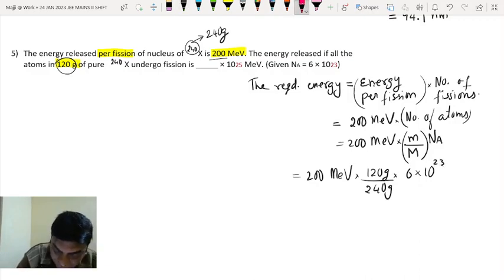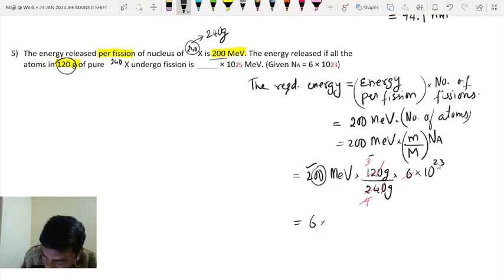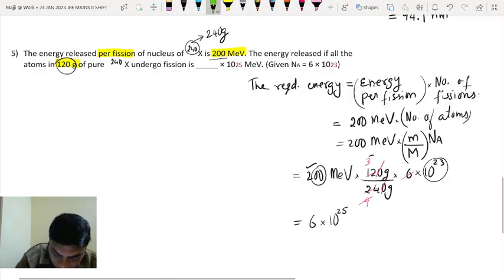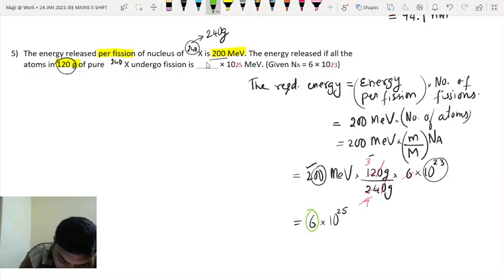Then it's a matter of simplification. 1 zero gets cancelled, 6 4s are 24, and 4 3s are 12. So finally you have 2 into 3, that is 6. 2 zeros and 10 power 23 will be 10 power 25. So the required number is 6 into 10 power 25. So this is the answer.